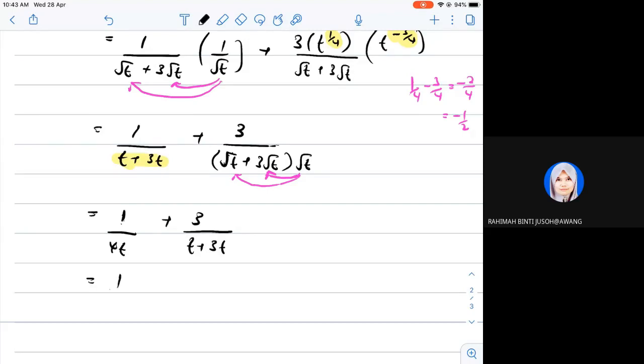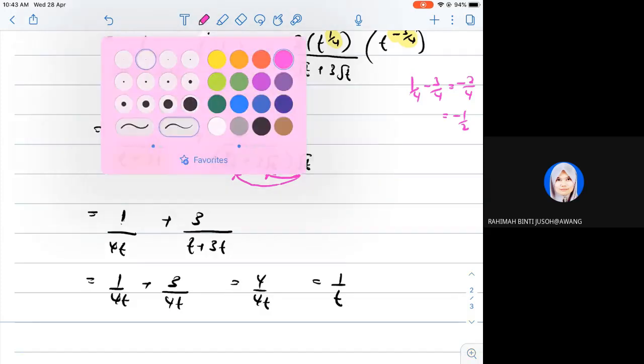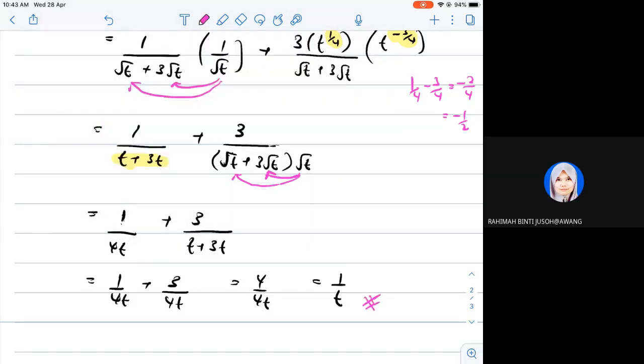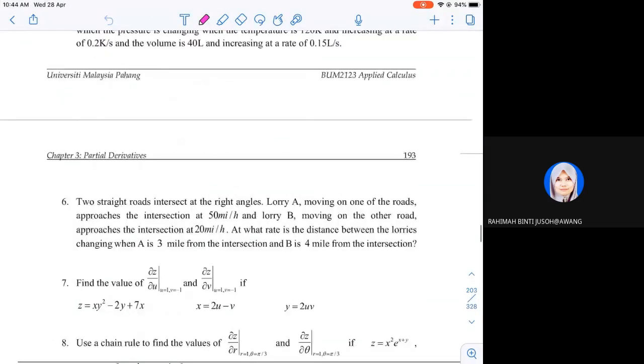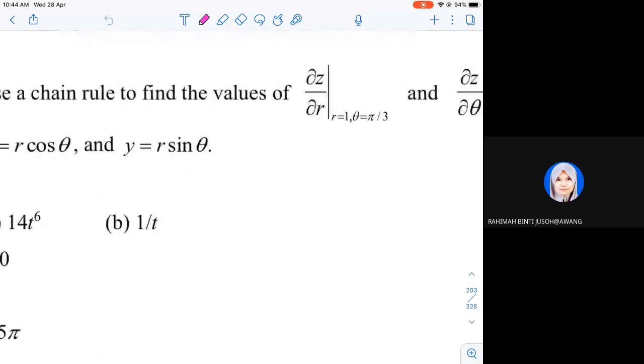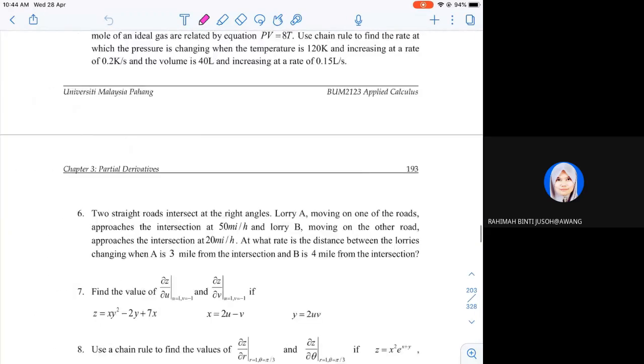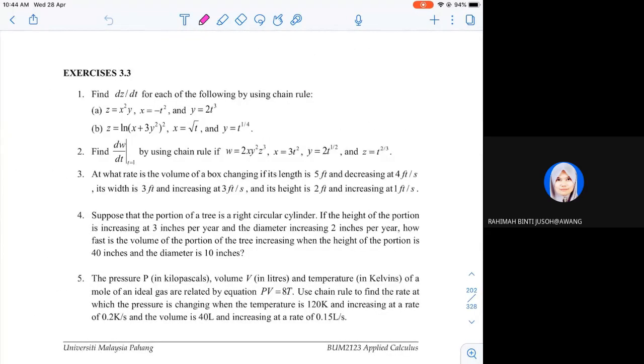So now 1 over 40 plus 3 over 40 juga. So we will have 4 over 40. So this becomes 1 over t. Cantik jawapan dia. Okay, so we have this. 1 over t. Betul tak? Jom kita check. Question 1b. 1 over t. Yes. Okay. So next question. Let us do question number 2.